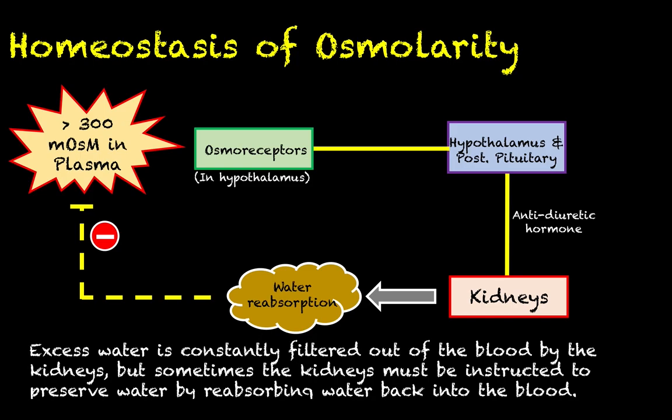This all happens in concert with a separate pathway that causes us to feel the sensation of thirst. So the real way that we bring this back into the normal range is by drinking water, but this certainly keeps the problem from becoming worse than it already is. So as I said, the idea here is that excess water is always being filtered out of the blood by the kidneys, but sometimes the kidneys in this case have to be instructed to preserve water by reabsorbing that water back into the bloodstream.